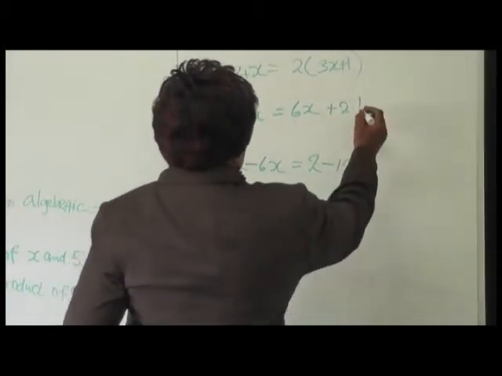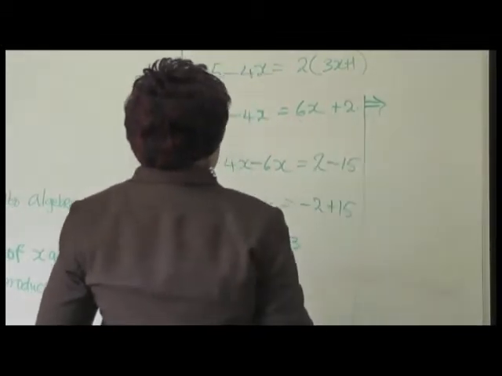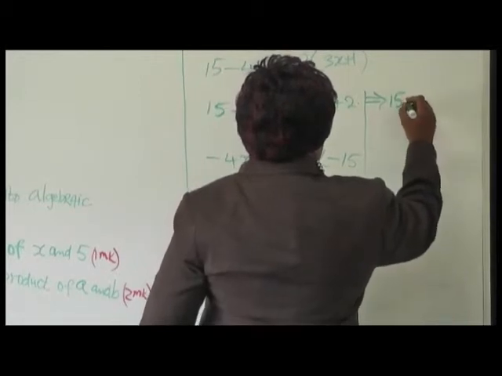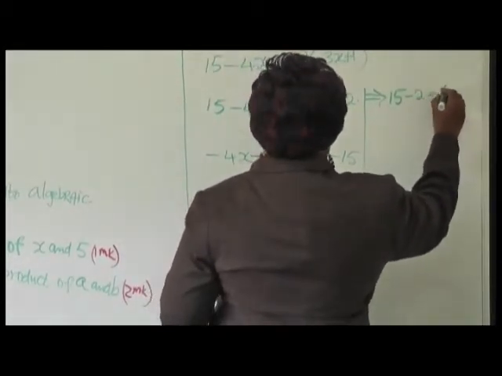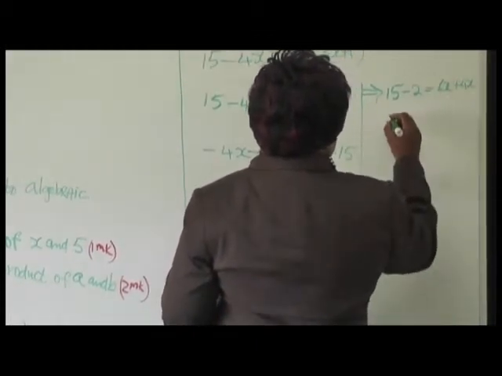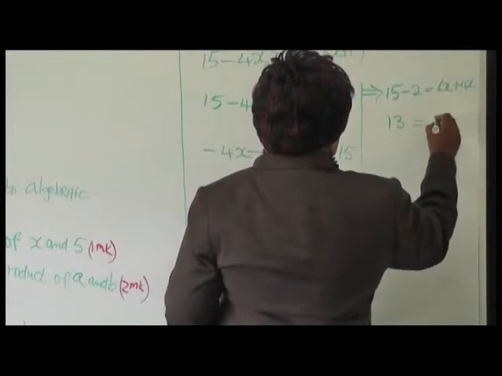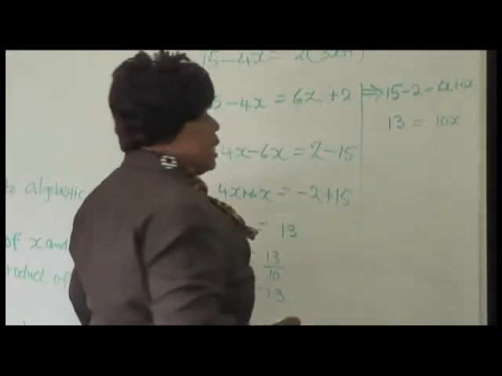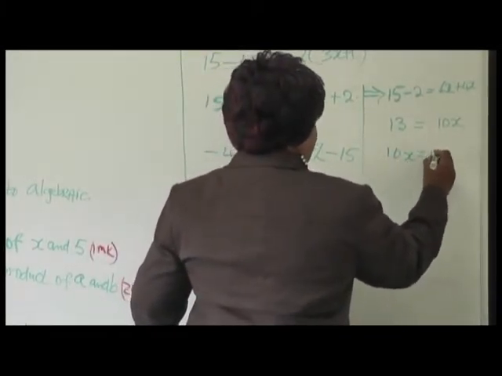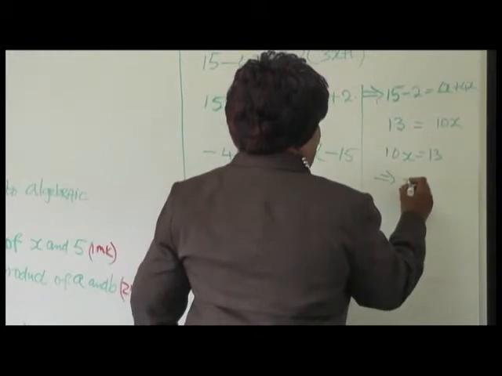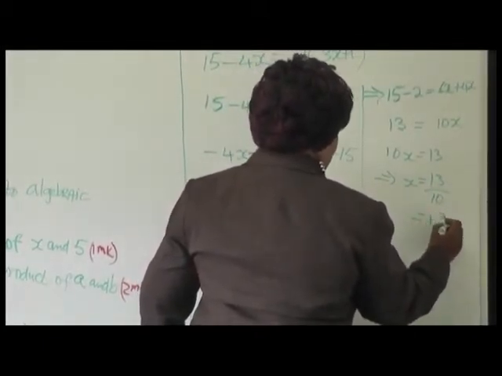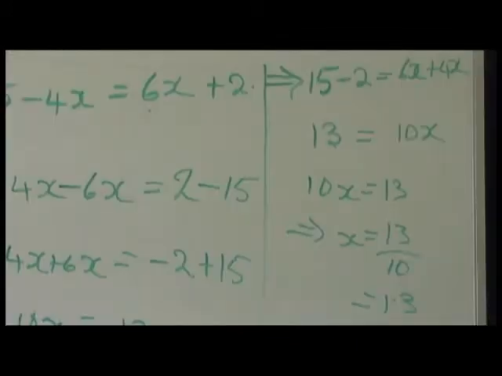Because here, you could have been saying, bring all the x's to that side, leave the positives over here. So you could have had 15 minus 2 is equal to 6x plus 4x. Okay, and you'd have been getting 13 is equal to 10x. Now, 13 equal to 10x is the same thing as saying 10x is equal to 13. And you could have gotten your answer, x is equal to 13 upon 10, which is the same 1.3. So you can use any method you want to.